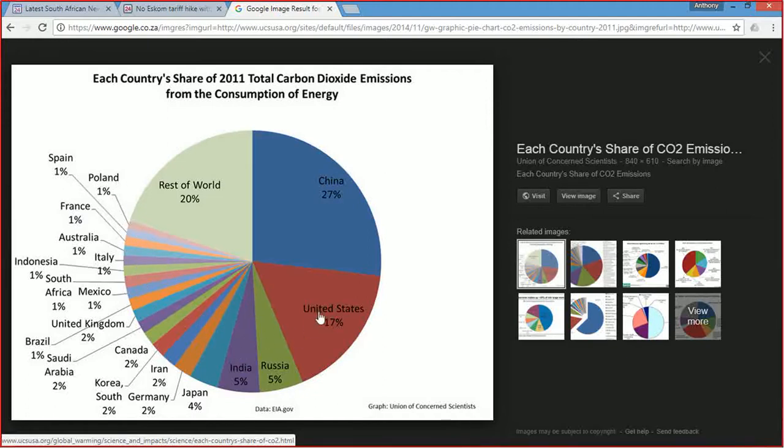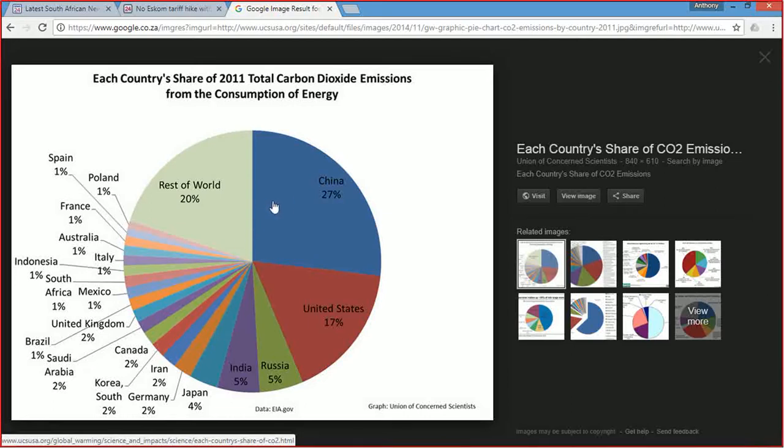So the biggest polluter, China, then US, then Russia, then India, then Japan, then Germany, South Korea, Iran, Canada, Saudi Arabia, Brazil, UK, Mexico, South America, Indonesia, Italy, Australia, France, Spain, Poland. Those are all countries that actually make up a big portion of the world's pollution in terms of CO2 emissions. Right, so that's definitely a risk.